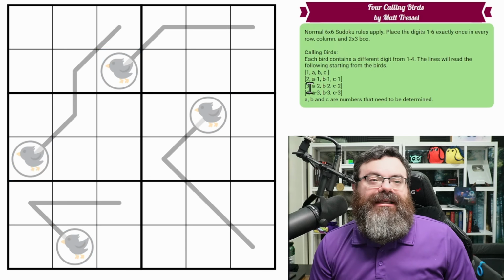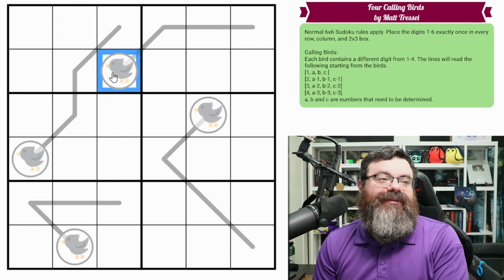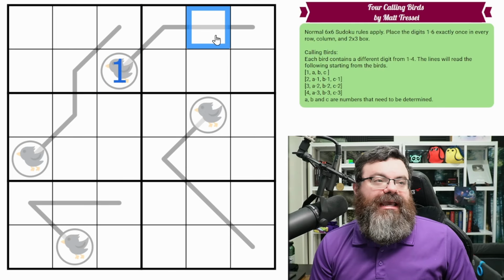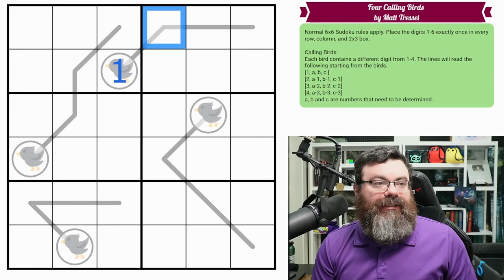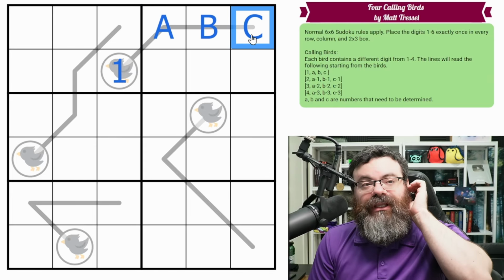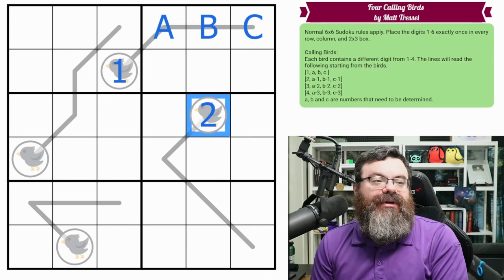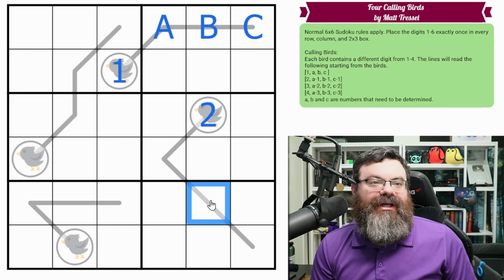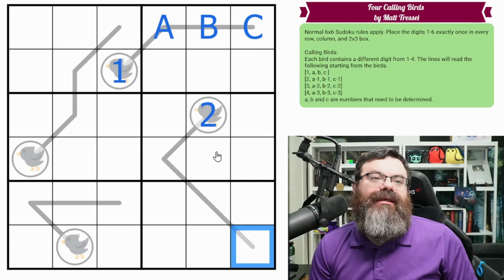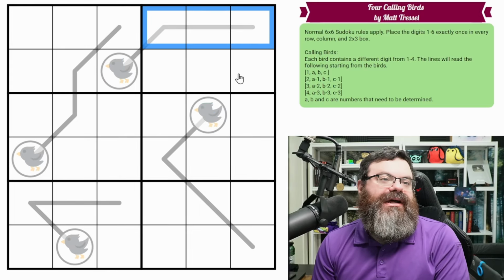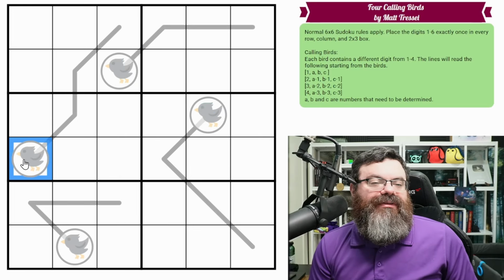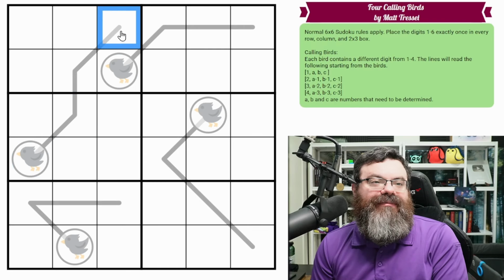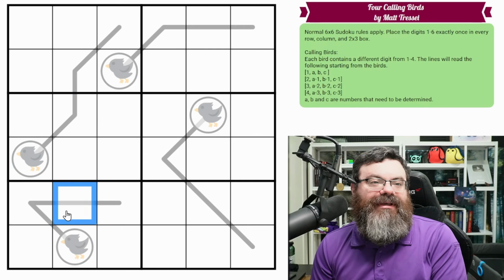And we're told that, given which bird it is, the lines will read the following, starting from the bird. So, for example, if this was a 1 bird, we would then read A, B, C. And if this was the 2 bird, then we would read A minus 1, B minus 1, C minus 1, etc. It's listed out in the rules. The 3 will be A minus 2, B minus 2, C minus 2, and the 4 will be A minus 3, B minus 3, C minus 3.